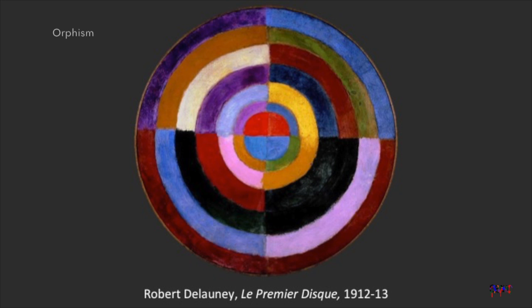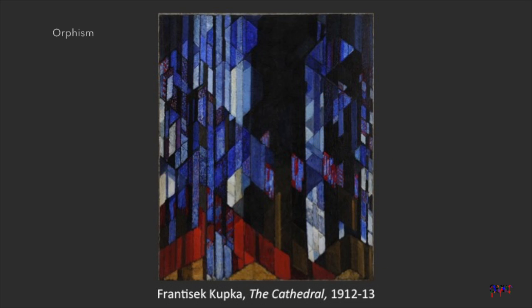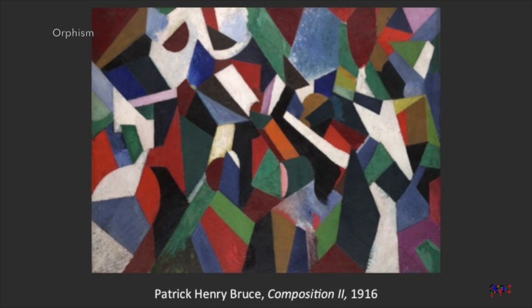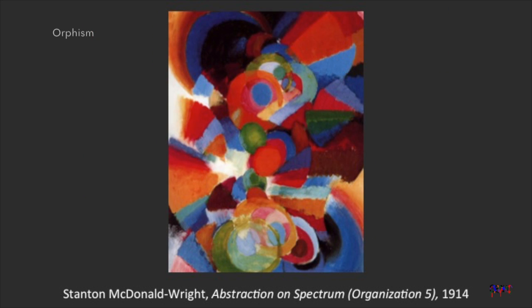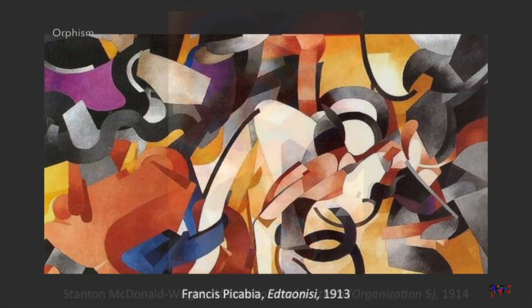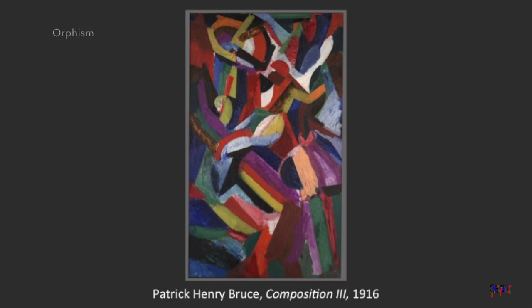In 1912, in France, Robert and Sonia Delaunay, along with Francesc Kubera, introduced a more lyrical form of Cubism, which left references to visual reality behind. Writer Guillaume Apollinaire would name his bridge between primarily monochromatic Cubism and fully abstract art, Orphism.